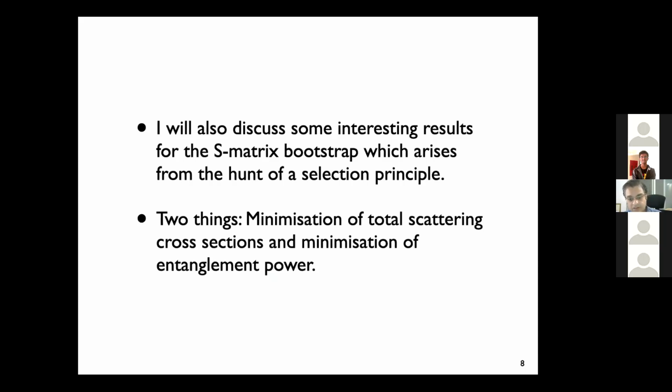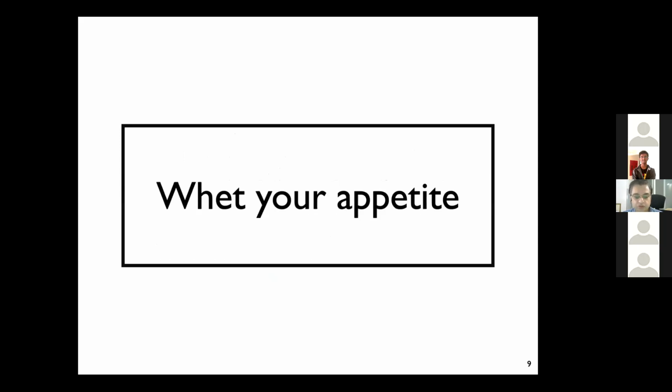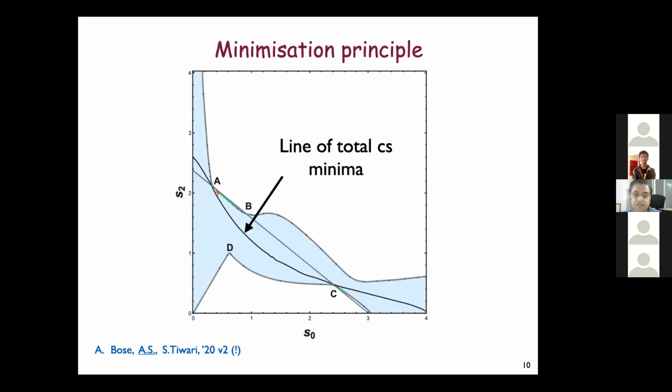And then another thing that we'll focus on is the minimization of a quantity called entanglement power. Just to whet your appetite, let me describe the result a little bit so that you get familiar with some of what you're going to see. As I told you, we will get a river of allowed S matrices. The blue region is a river, and there are banks of the river. This gray area is the upper bank, and this lower area, C and D, lie on the lower bank.